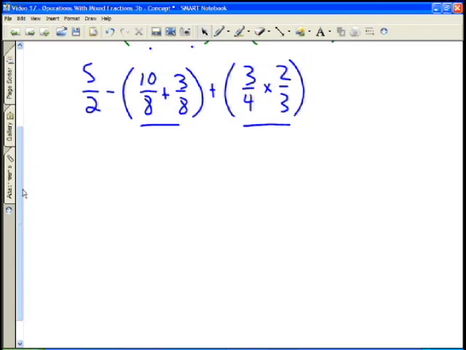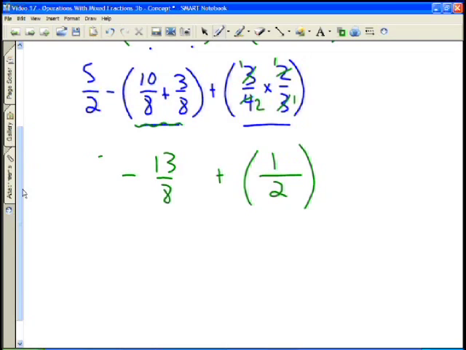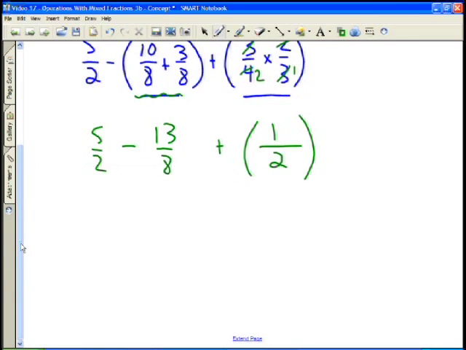I can do some canceling in my second bracket here. 3 goes into 3 once and once. And both 4 and 2 are divisible by 2, so 2 goes into 2 once, and 2 goes into 4 twice. And so this part here, I'm really left with 1 times 1, which is 1 in my numerator, and 2 times 1, which is 2 in the denominator. I can combine this into one fraction and give me 13/8. And now I have 5/2 minus 13/8 plus 1/2.